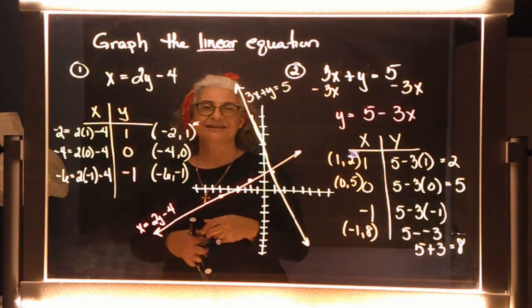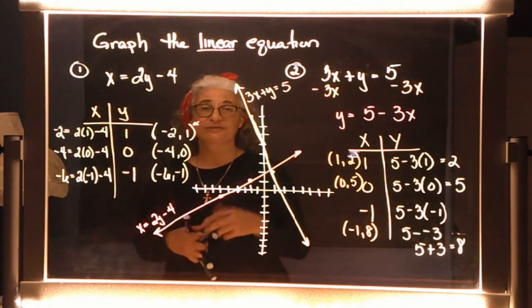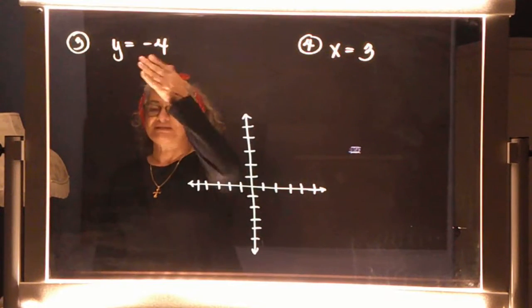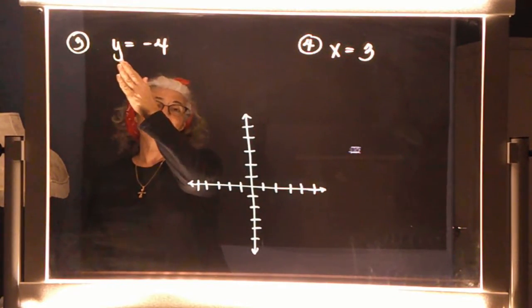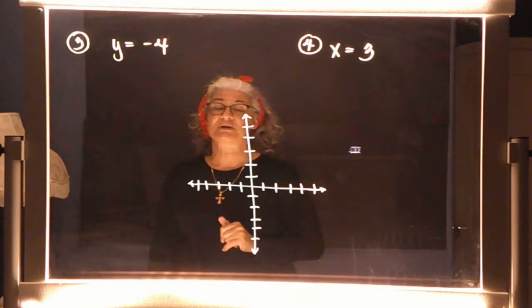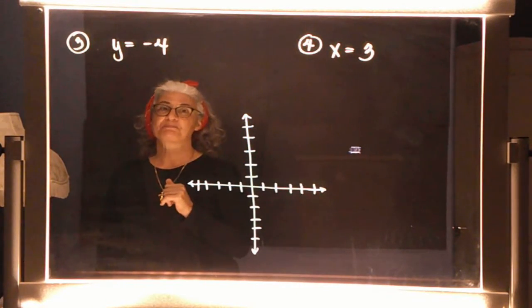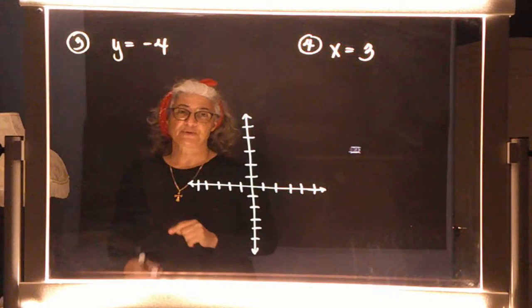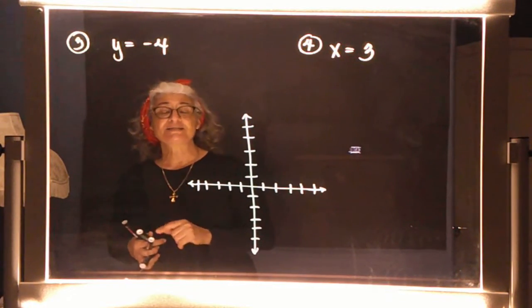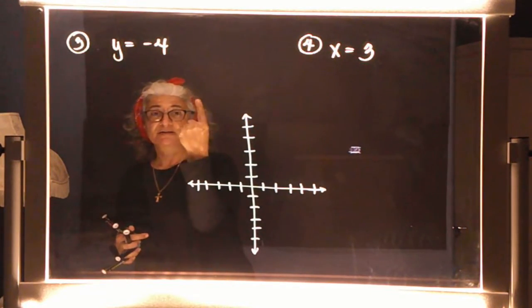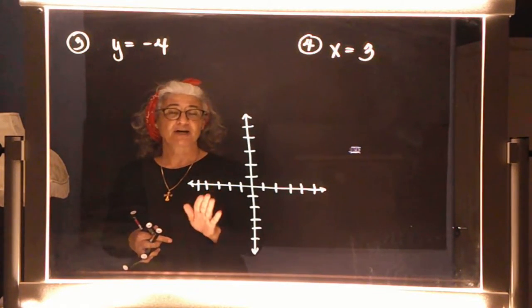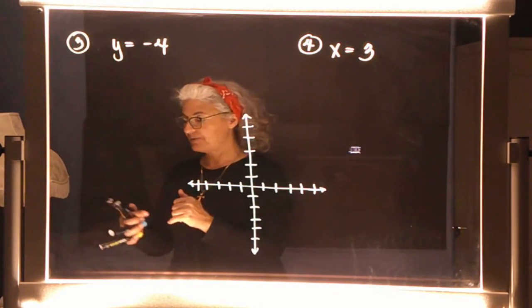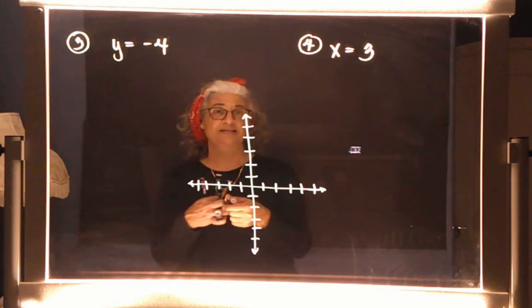Okay, hang in there. Got a couple more examples of graphing for us. Okay, so let's look at this third example. This third example is asking us to graph this equation y equals negative 4. So let me ask you something. Is this a linear equation? Yes, it is, because the power on the y is a 1. So that is definitely a linear equation. And the way we're going to graph it is using a table. So let's make a table.